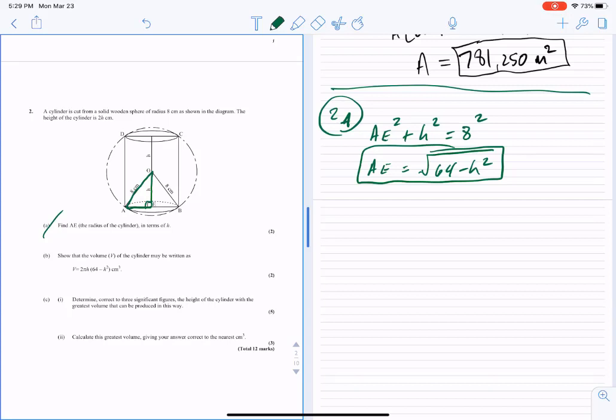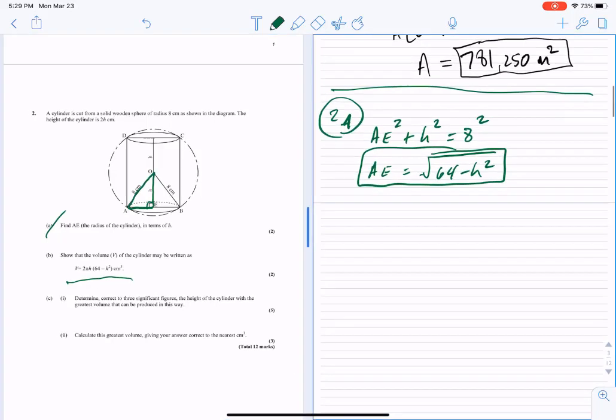They want me to show now that the volume of a cylinder can be written in this form here, which is V equals 2 pi h times 64 minus h squared. So 2B, in this case, the volume of a cylinder, you should know, is the area of the bottom or the top, which is a circle. So the area of a circle is pi r squared. And then it's just times the total height of the cylinder. Now, this is very important here, because what I have here is pi r squared, and I know that r is the same thing as AE.